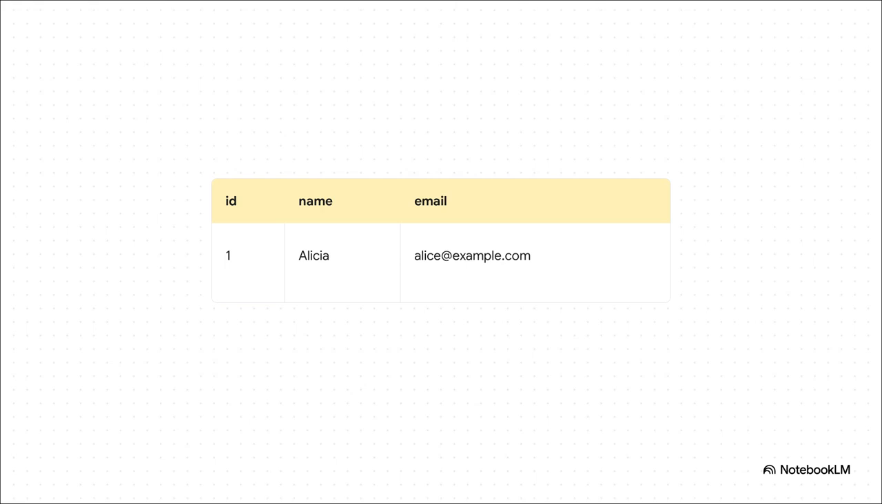And there you have it. The name is changed. And because we used that unique ID, it was like a surgical strike. We changed only Alicia's record and nobody else's was touched. That precision is what makes databases so powerful.